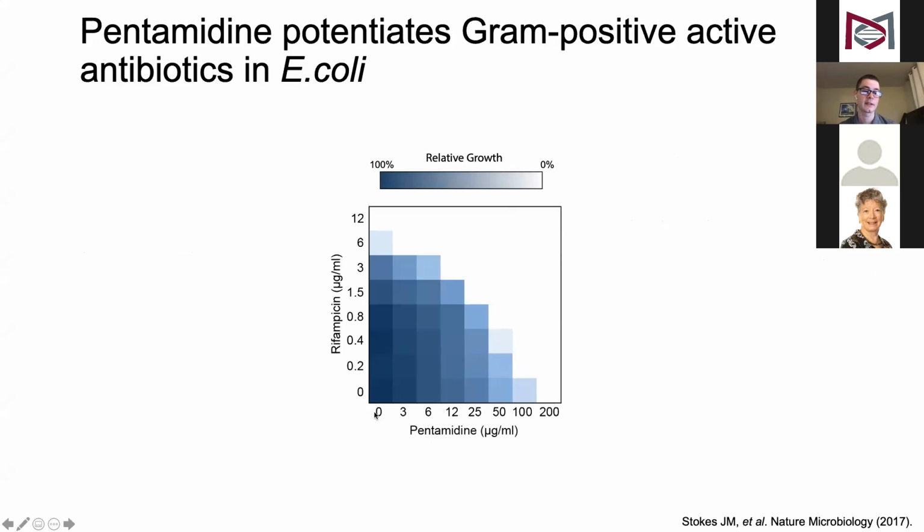So you can see that in this assay, as we increase our concentrations of pentamidine on the x-axis, the concentration of rifampicin required to inhibit cell growth decreases with increasing pentamidine concentration. This leaves us with what we refer to as a staircase in our checkerboard assay, which typically means that these two compounds are acting synergistically.